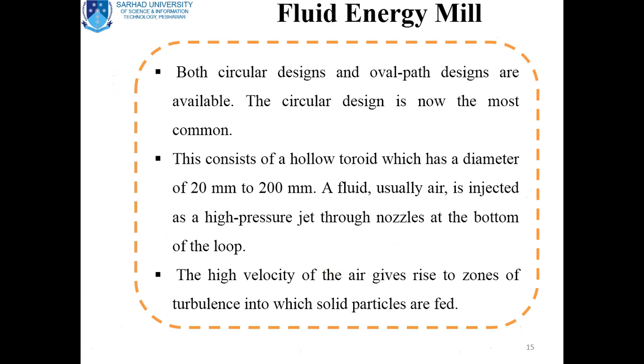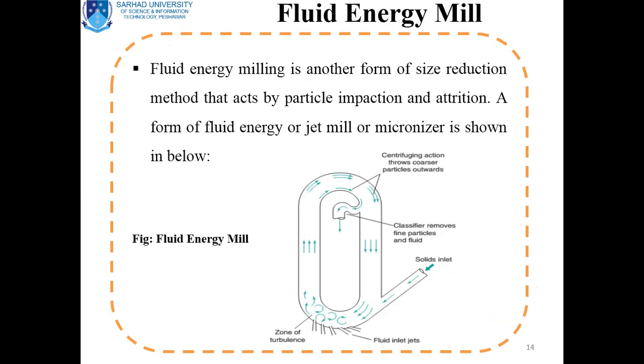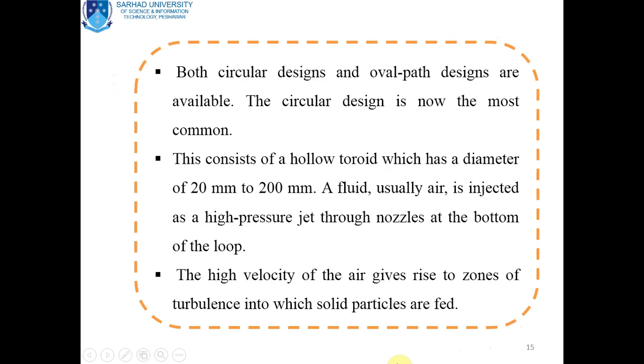Both circular design and oval part designs are available. The circular design is now the most common. This consists of a hollow toroid which has a diameter of 20 mm to 200 mm. A fluid, usually air, is injected as a high pressure jet through a nozzle at the bottom of the loop. You can see the fluid inlet injecting at the bottom of the loop of the micronizer that is introduced.